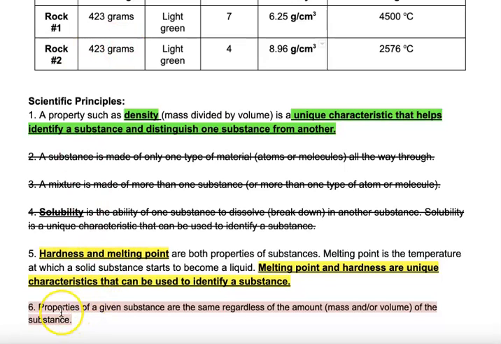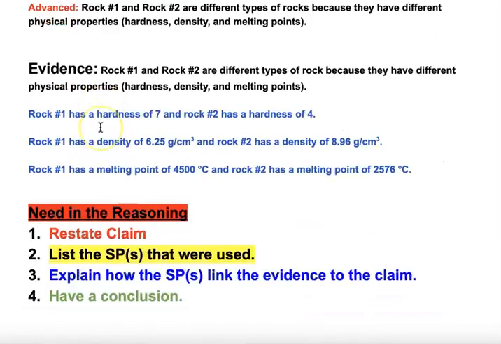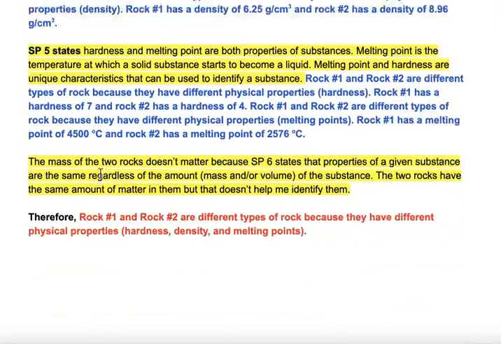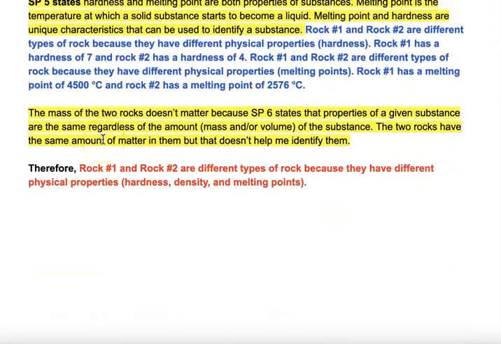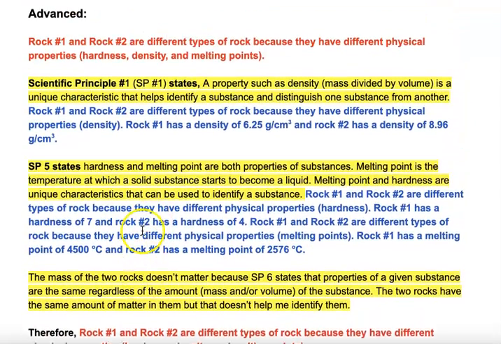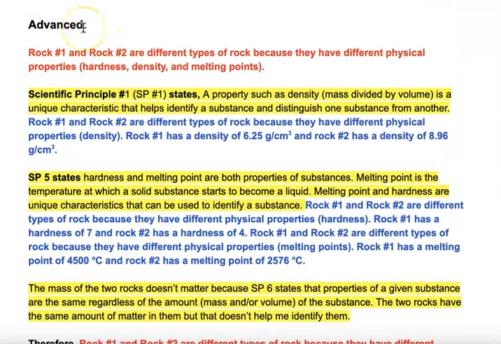So theoretically, I could use this to say, hey, look, even though they're both 423, theoretically, they could be the same, and they look like they might be the same because they have different mass. But here I say the mass of two rocks doesn't matter because scientific principle number 6 states that the property of a given substance are the same regardless of the amount of the substance. The two rocks have the same amount of matter in them, but that doesn't help me identify them. So that's the only difference. That's the only thing I added in here to get advanced. That, and I put all my data back in.